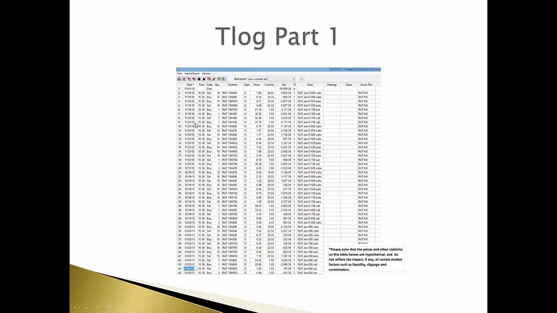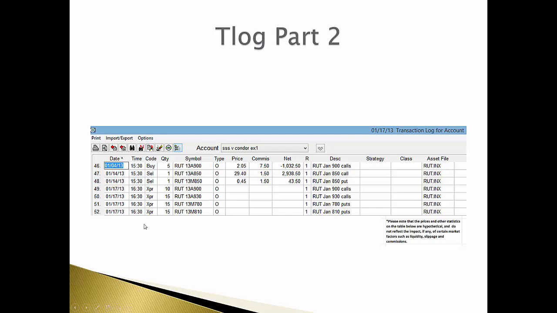So here's a T-log for this particular trade, in case you'd like to see it. Part 1 and the end of the trade right there, so that you can follow along. And that in a nutshell is the V Condor.